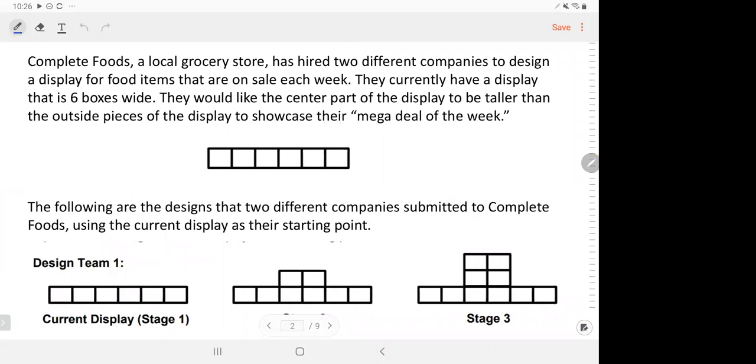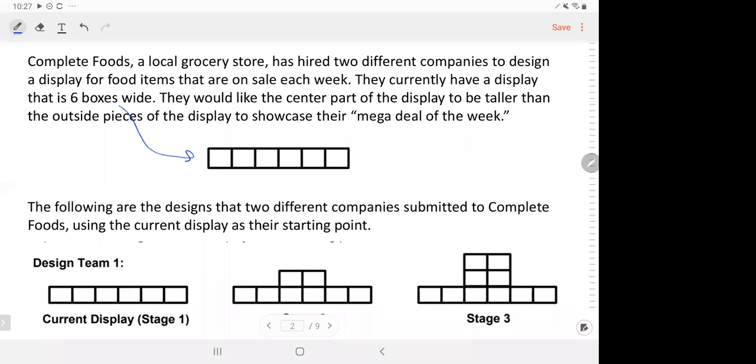Complete Foods, a local grocery store, has hired 2 different companies to design a display for food items that are on sale each week. They currently have a display that is 6 boxes wide. So this is their display right now. They would like the center part of the display to be taller than the outside pieces of the display to showcase their mega deal of the week. The following are designs that 2 different companies submitted to Complete Foods using the current display as their starting point.